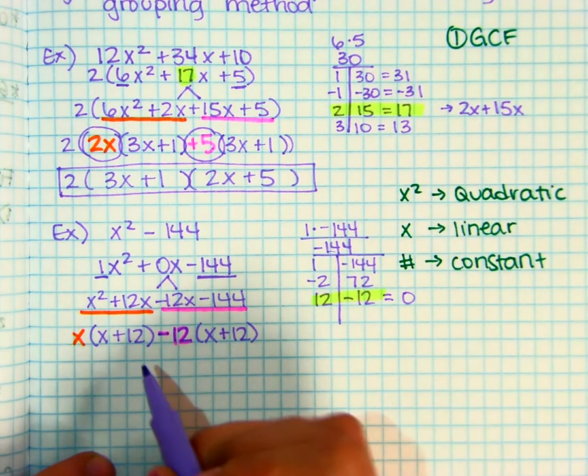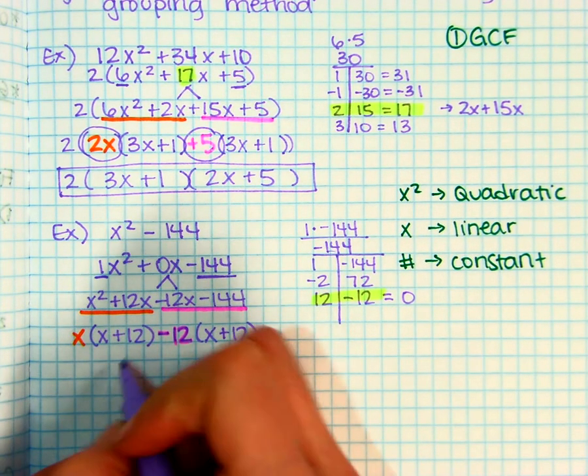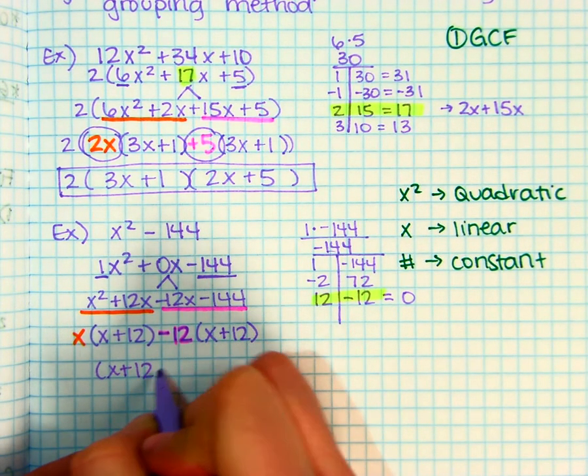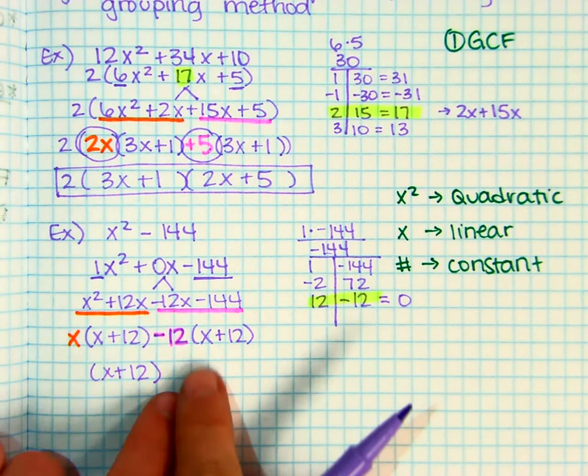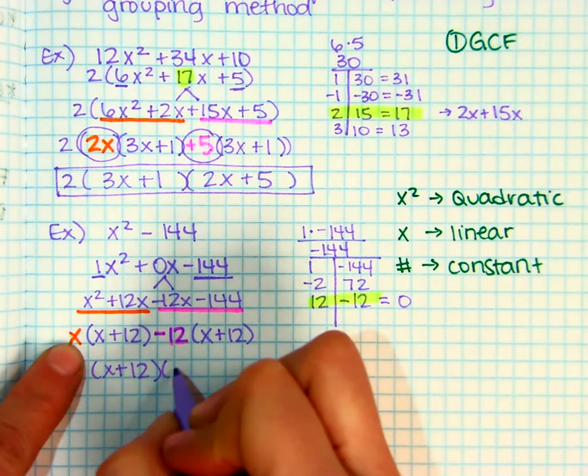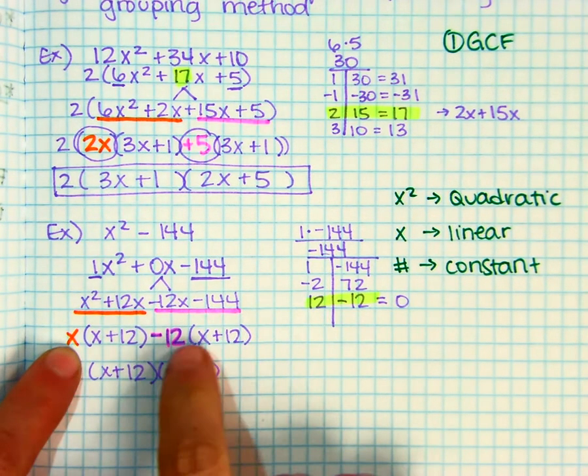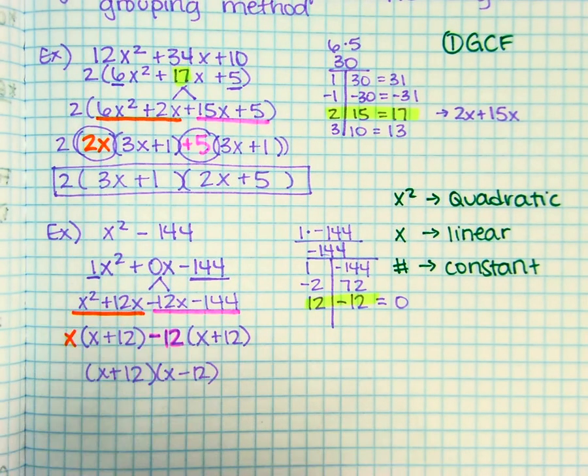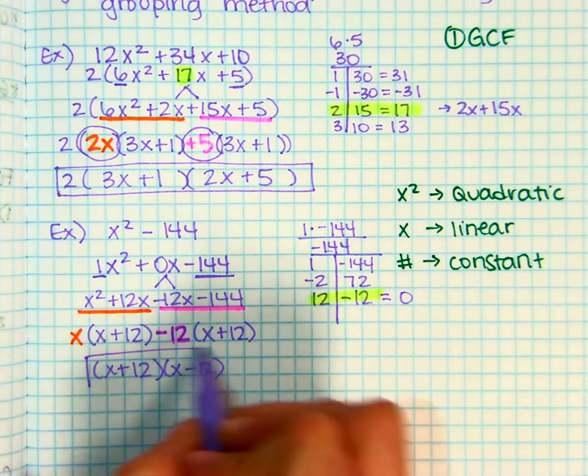So now we're going to take x plus 12, which is repeated, and then x minus 12. These 2 form their own parentheses. So this is my factored form.